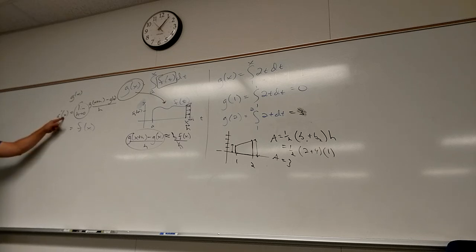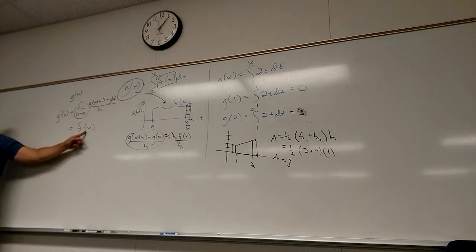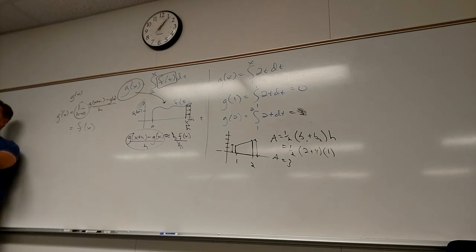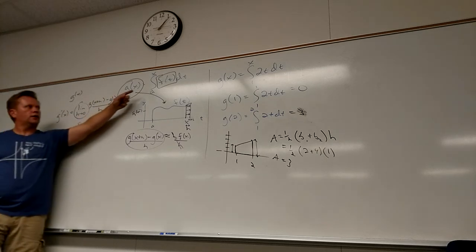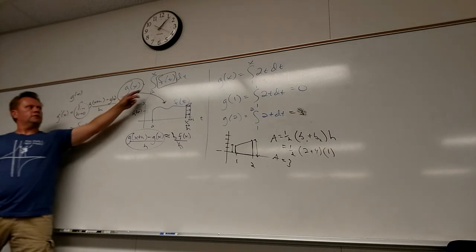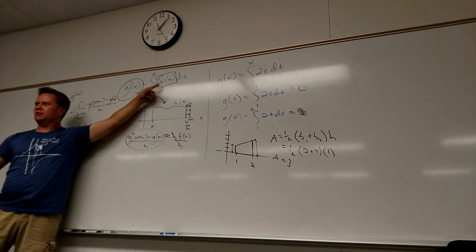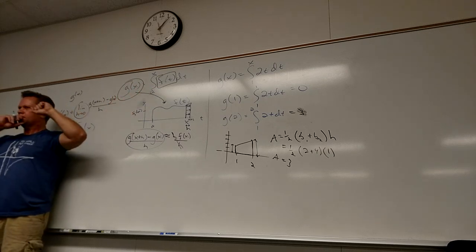G prime of x. If g of x is this, g prime of x is this. And if anybody knows any calculus at all, you're like, well, integration just means take the antiderivative. It's not an immediate thing, but that's exactly what we just figured out here: if the derivative of g is f, and g is the integral of f, there's a connection between integration and antiderivatives here, right?